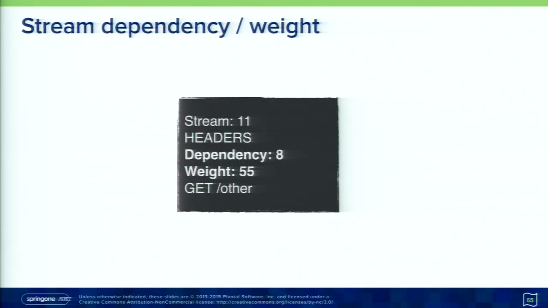So how does it work? Basically, the client, whenever requesting a resource, is sending additional information. One is dependency, so here we are asking for a resource, stream 11, and we're saying that resource depends on stream 8. So for example, main.css depends on index.html. And then we are putting a weight on that resource. So the client says, I want this resource with this priority, and this resource depends on that other one.